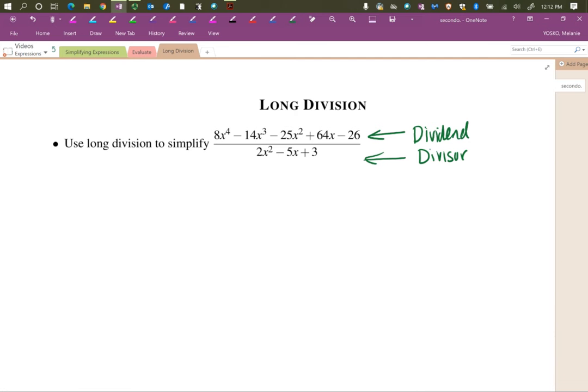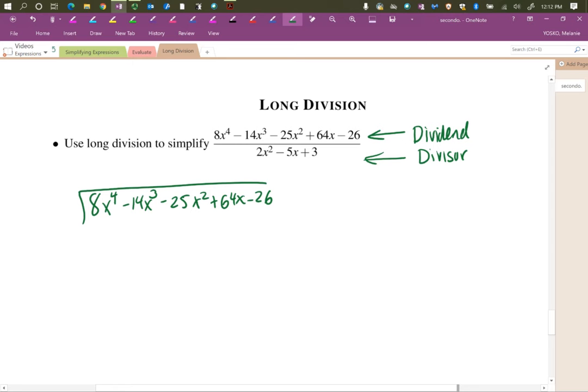What we're going to do is take the dividend and rewrite it inside like this, and then we have the divisor, and we write it out there.